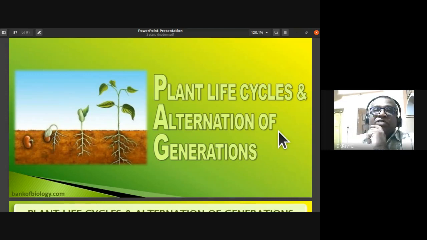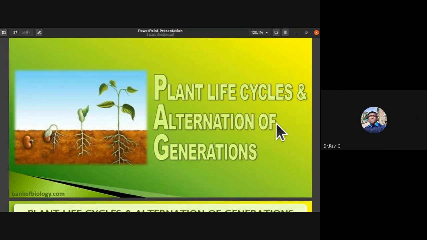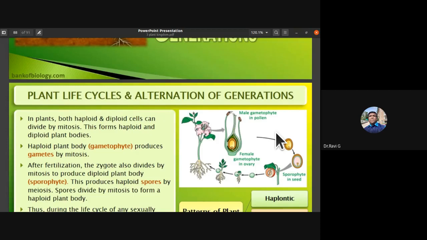We find different types of life cycle. In some life cycles, the haploid stage is dominant, so we call it the haplontic life cycle. In some, the diploid stage is dominant, so we call it the diplontic life cycle. In some, both haploid and diploid stages are equally important, so we call it the haplodiplontic life cycle. So let us study these life cycles and alternation of generation.